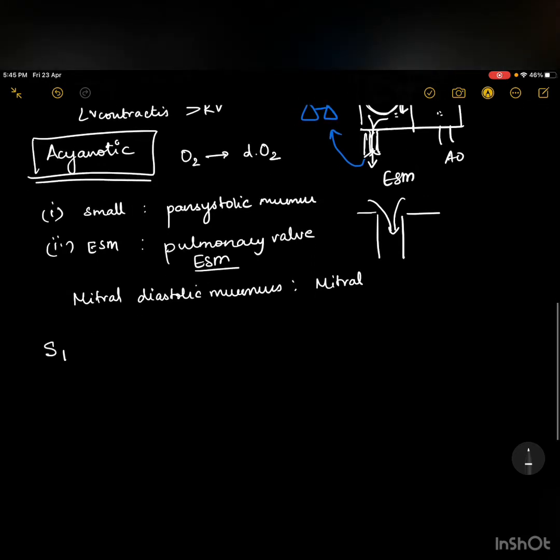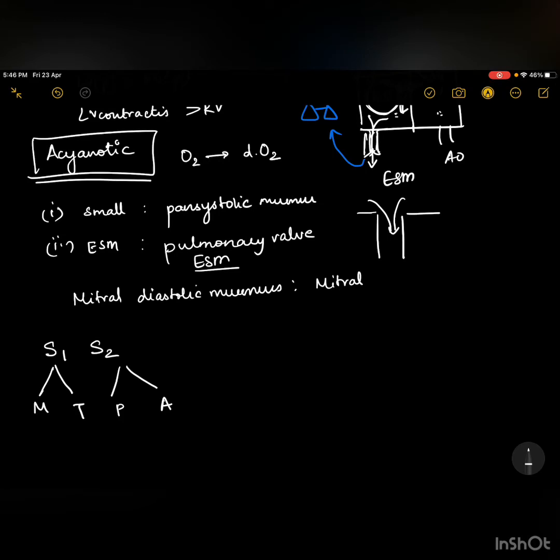We know that there are two heart sounds, S1 and S2, S1 made up of the closure of the mitral and tricuspid valves, and S2 because of closure of the pulmonary and aortic valves. So in terms of sound, we're going to hear differences in S1 and S2 because both these valves are being affected. So there are going to be changes in both S1 and S2.